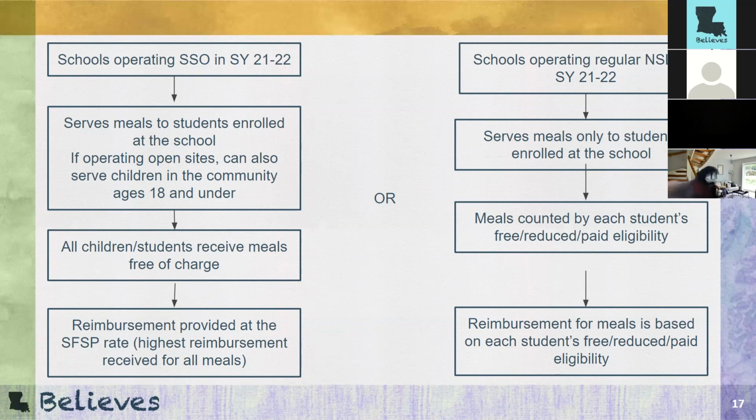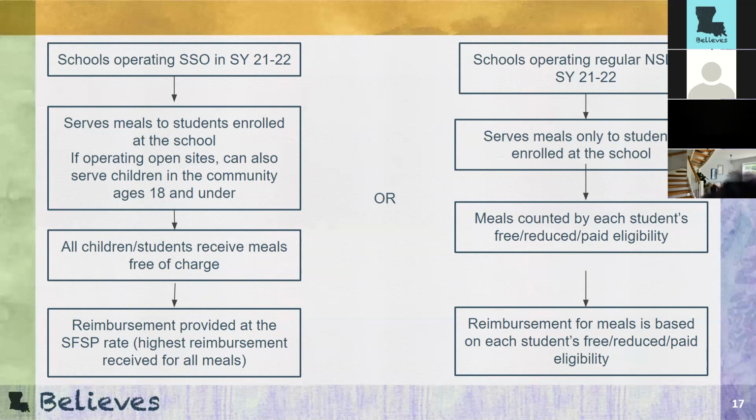They'd count the meals by student eligibility of free, reduced, and paid, and the reimbursement for those meals would be based on the student's free, reduced, or paid eligibility, using the reimbursement rates for the National School Lunch Program, which will be posted probably later today. So that's the first option. And most of you are probably saying, why would we do that? Well, there's probably not a whole lot of reason for schools to operate under regular NSLP in school year 21-22.